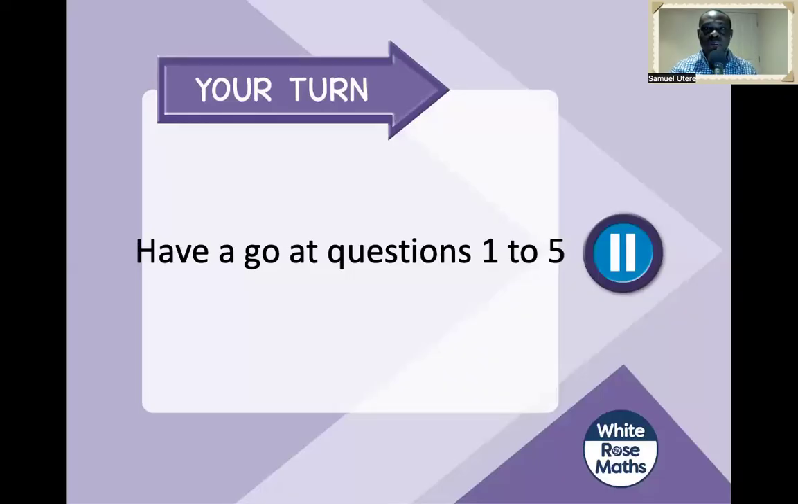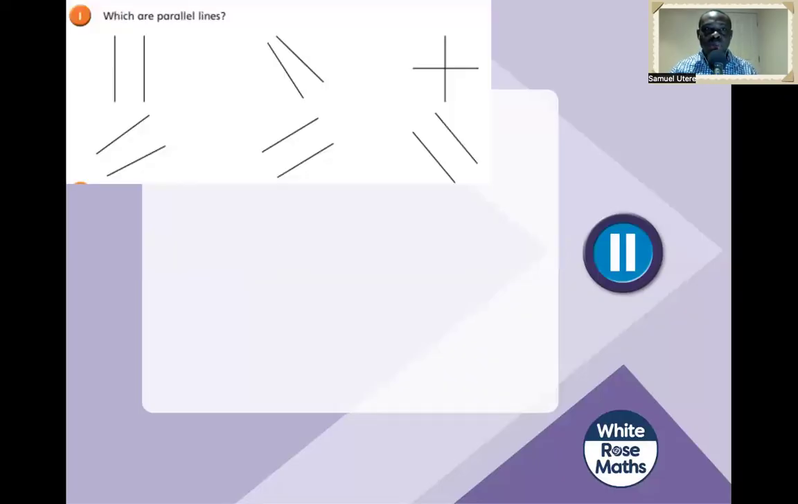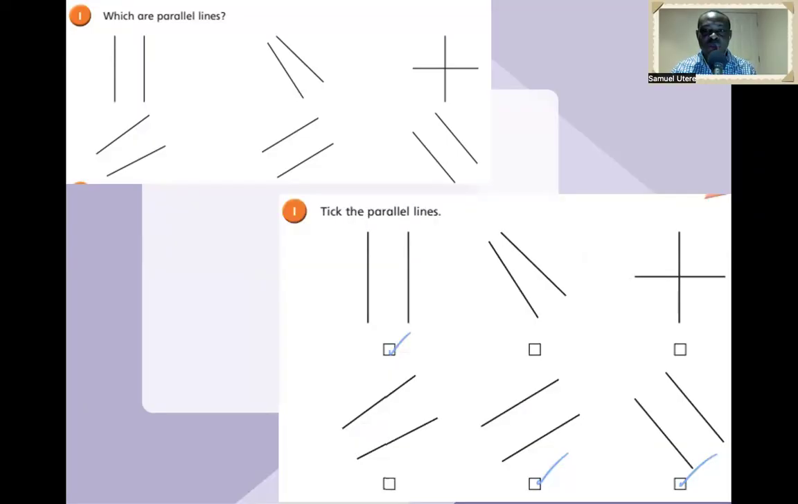It's time for you to practice what you've learned. So pause the video and answer question 1 in 1 minute. Assuming you've paused the video and you've answered question 1, here is the answer so you can mark your work and celebrate your success. So you were asked to tick the parallel lines, and visual inspection shows that these lines appear more parallel than the other lines. So we'll tick these ones.